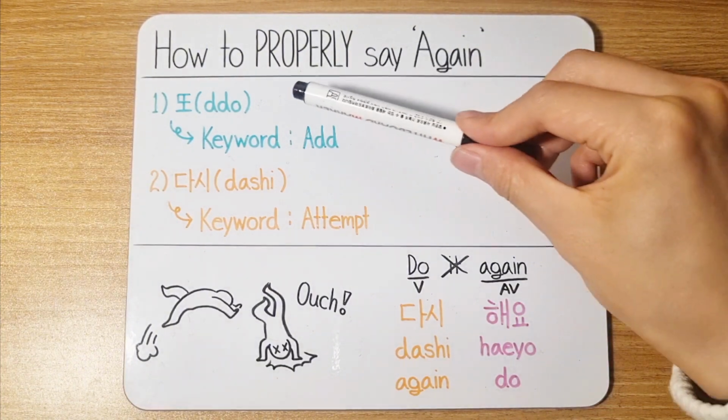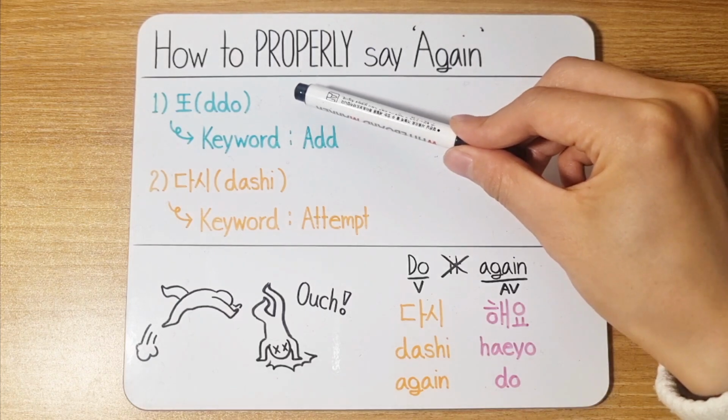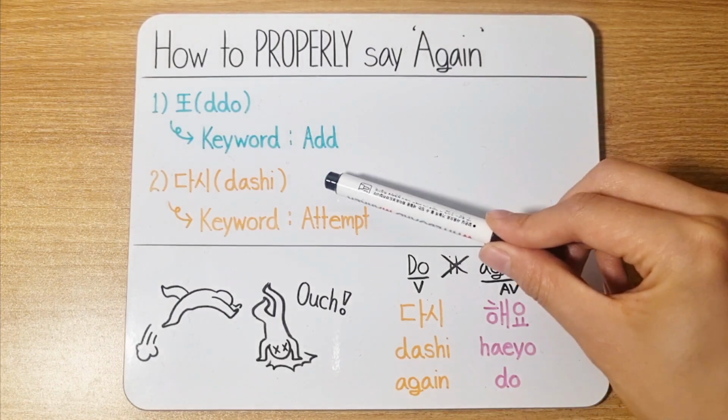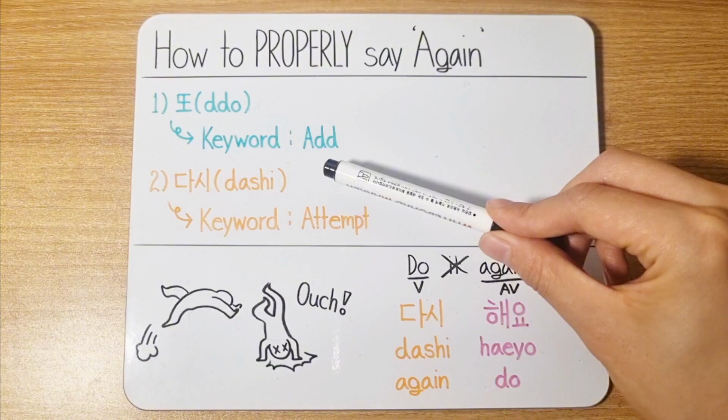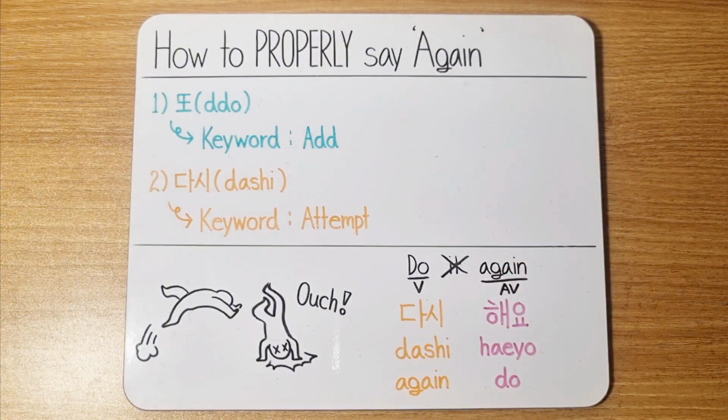Number one, 또, and number two, 다시. Both of them will technically be translated as again. However, there is a difference between the two, and you can understand the difference between the two in nuance and usage through attaching a keyword to each version.